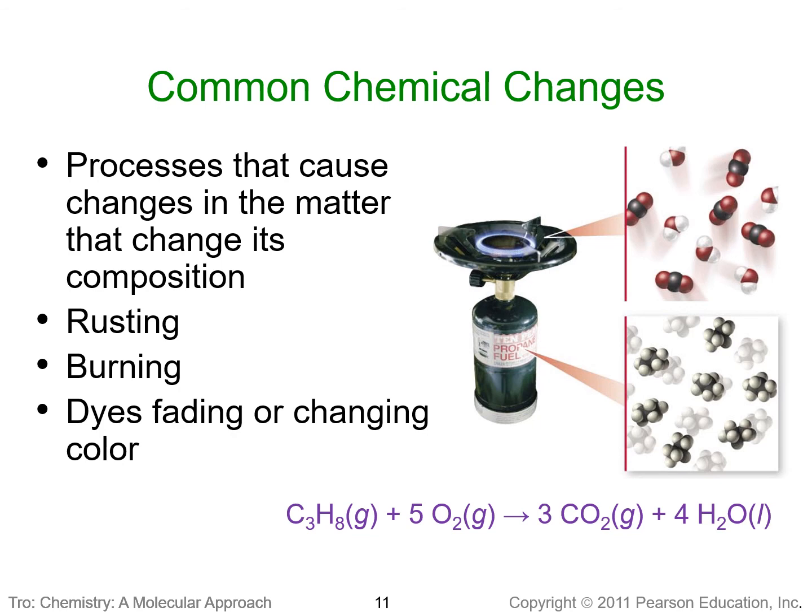So for example, burning, we're taking, in this case, propane. We're adding oxygen. We're forming new molecules of carbon dioxide and water. The bonds are physically breaking apart, forming new molecules. Another one is dyes fading or changing color. That actually changes the composition of the molecules.